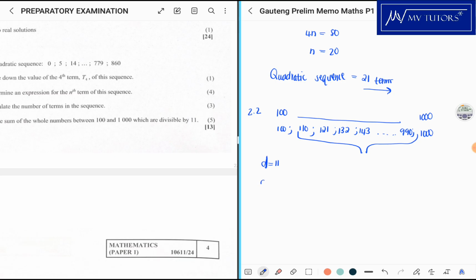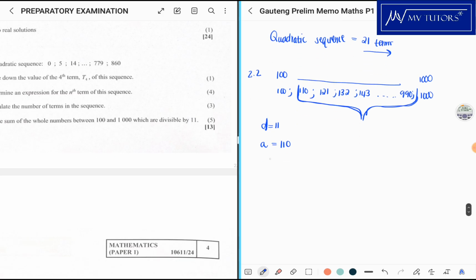What is my first term? My first term will be 110, because these are the numbers we're actually considering. We can't include 100 because it's not divisible by 11. So my first term is actually 110, and my last term is 990. So using the arithmetic sequence formula, this is it. Tn, that will be 990. My first term is 110 plus n minus 1.